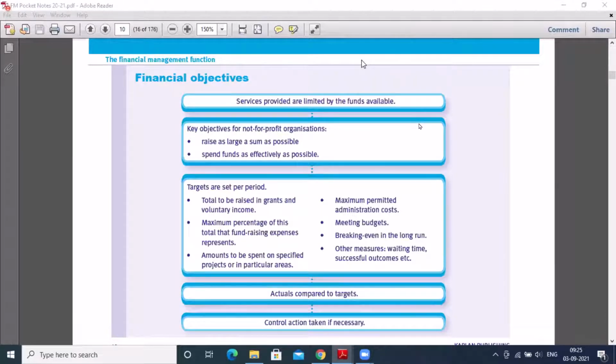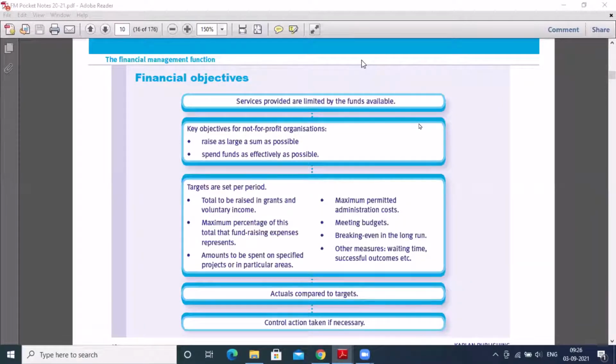Next, amounts to be spent on a specified project or in particular areas. So what amount should be spent? Let us assume that the not-for-profit organization is planning to construct a new building for their office. So what are the allocated funds for that particular building during the year? It means every year they need to clearly decide the segregation of expenses and the funds to be spent on a specific expense.